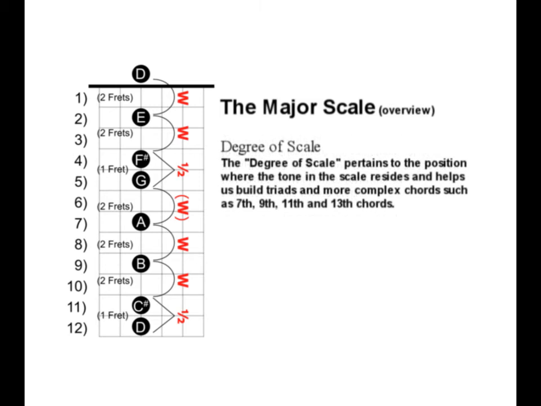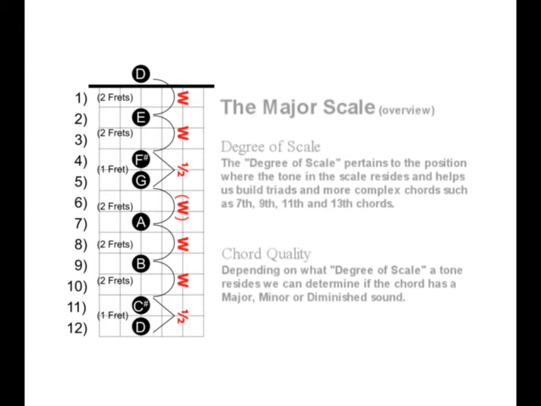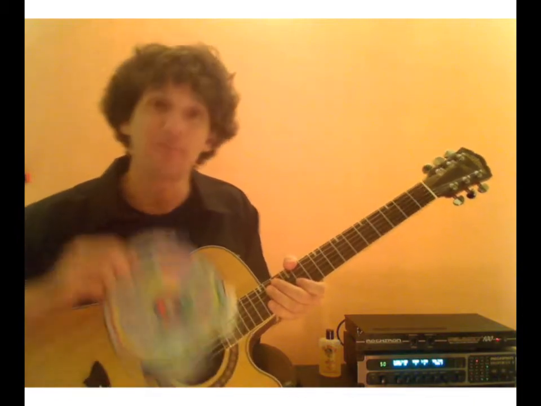Next, I'd like to talk to you about the degree of the scale. This pertains to the position of where the tone in the scale resides, and this helps us build triads and more complex chords, such as 7th, 9th, 11th, and 13th chords. And more importantly, we can determine the quality of the chord. Depending on what degree of the scale a tone might reside on, we can determine if the chord has a major, minor, or diminished sound. To further illustrate my point of working in the key of D major, I'd like to introduce you to one of my favorite reference tools, the guitar wheel. Check it out.